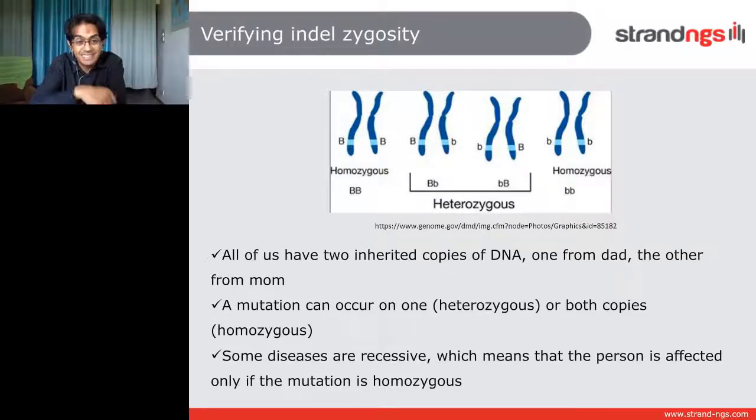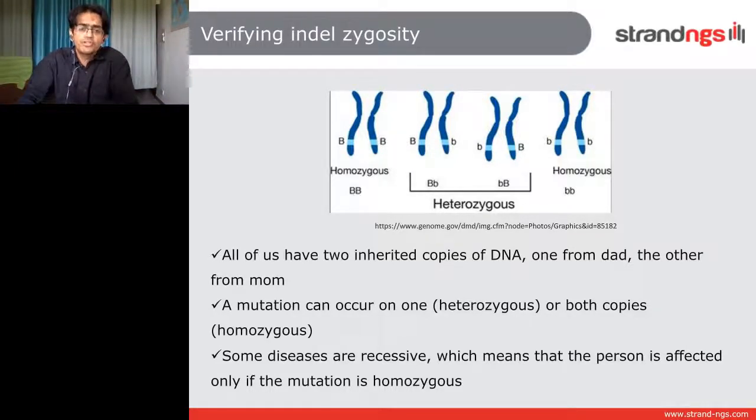And some diseases, now coming to diseases, so the whole point of this exercise, some diseases are recessive, that means that the person is affected only if the variant is homozygous. So the zygosity of the variant is on both copies of the DNA, not just on one, right? And if there's a recessive disease, sometimes you actually have to go back and verify that the particular variant is actually homozygous. If it's heterozygous, then it means that the person is not affected, he's just a carrier.